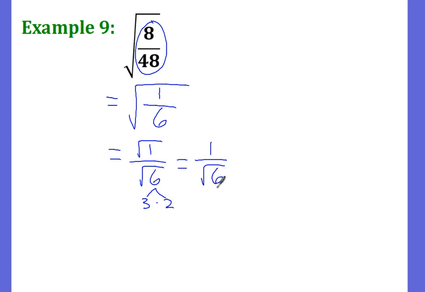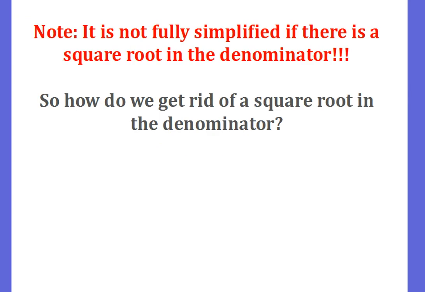Now, you might think, oh, I'm totally done, but unfortunately, you're not. And this is really important. I would write this down. It is not considered fully simplified if there's a square root in the denominator. In the mathematical world, it's just not considered simplified. Okay, so I'm going to show you how we get rid of a square root in the denominator. And this is something you're going to use all through high school math, pre-cal especially.